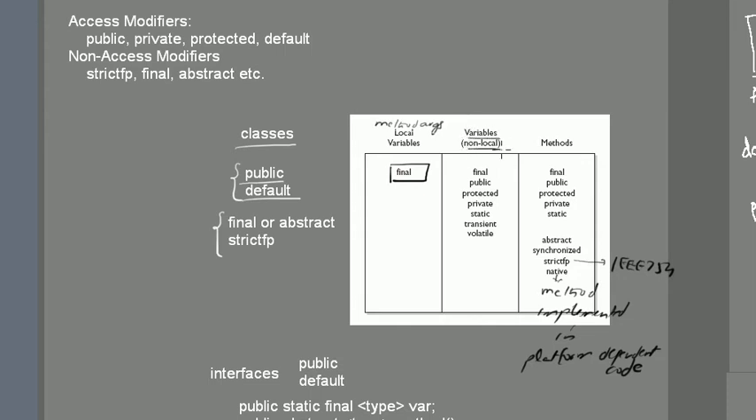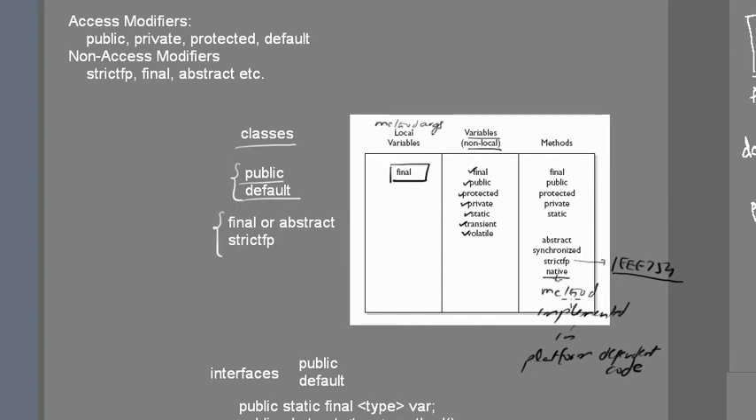On variables which are non-local, and which are declared within the class, it could be final. It could be public, protected, private. They could be default as well. Static, transient, and volatile. On methods, I can have final, public, protected, static, private, abstract, synchronized, strictfp, to make the floating point representations compatible with the IEEE 754 standard.